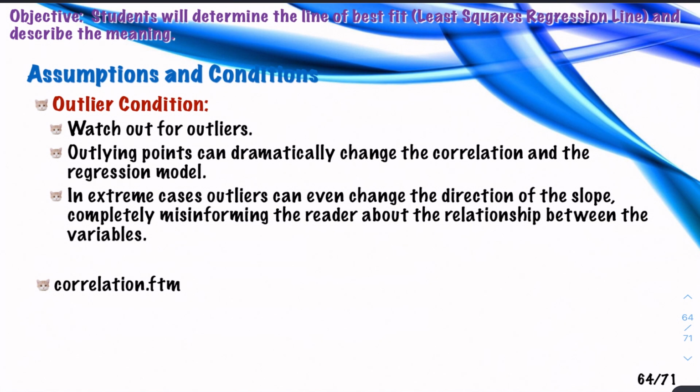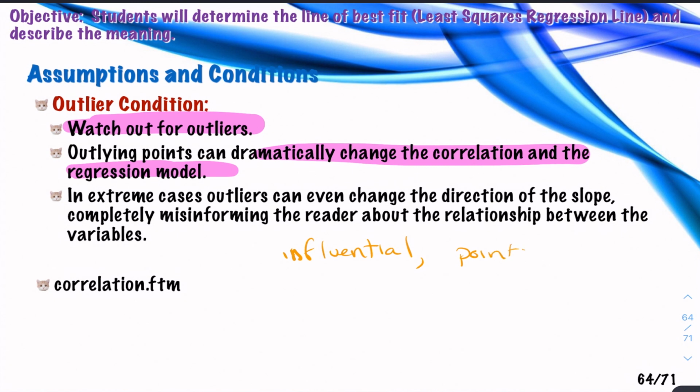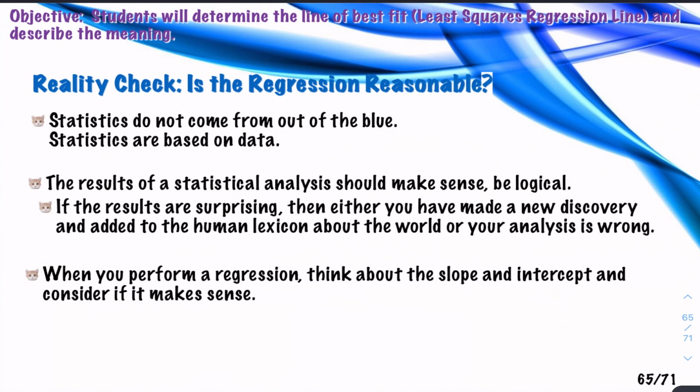Last bit, outlier condition. Watch out for outliers. Outlying points can dramatically change the correlation and the regression model. Oftentimes we'll say that they have leverage over the situation, or maybe they have influence over the situation. In extreme cases, outliers can even change the direction of the slope, completely misinforming the reader about the relationship between the variables. So watch out for influential points and points of leverage. And if you're wondering, we haven't talked about that yet, that's because that is in chapter 9. So we will add more to this analysis.